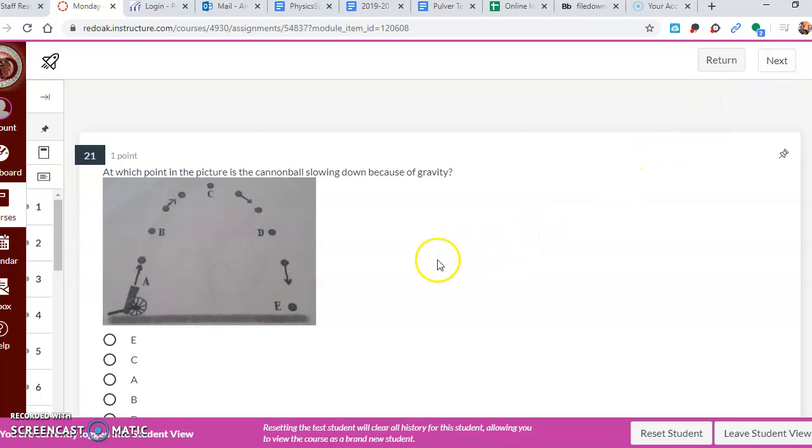At what point is the cannonball slowing down because of gravity? Actually, you could answer A and B here, because as soon as it leaves and it's going against the pull of gravity, it's going to cause that ball to slow down because gravity's pulling on it and trying to get it back. At which point of the picture is the cannonball changing directions because of gravity? So right here, C, you'll notice that it was going up and all of a sudden it changed directions and started falling back down. So it's changing directions right here, C, because of gravity.